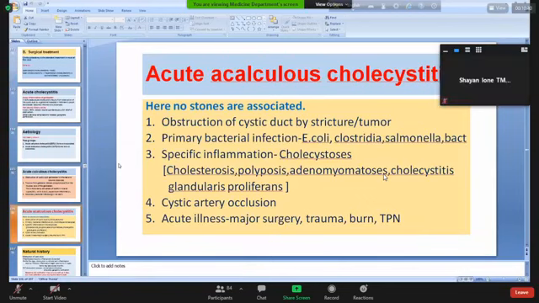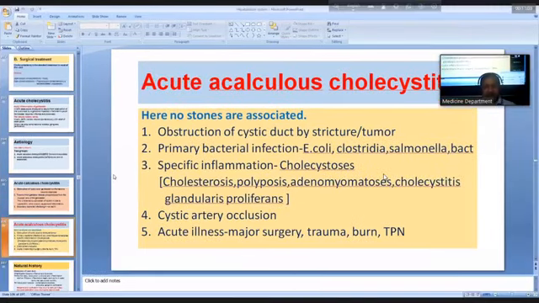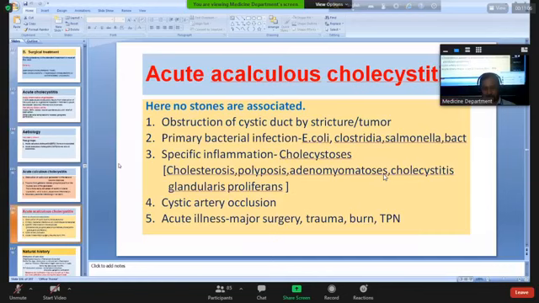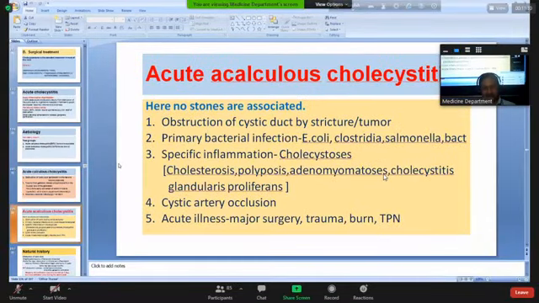Whenever there is occlusion of the cystic artery, there will be relative ischemia, and the relative ischemia might be responsible for inflammation. Acute illness, major trauma, major surgery, burn, total parenteral nutrition, all these might be responsible factors. So in this situation, there is no stone, but there might be obstruction of the cystic duct, maybe primary infection by E.